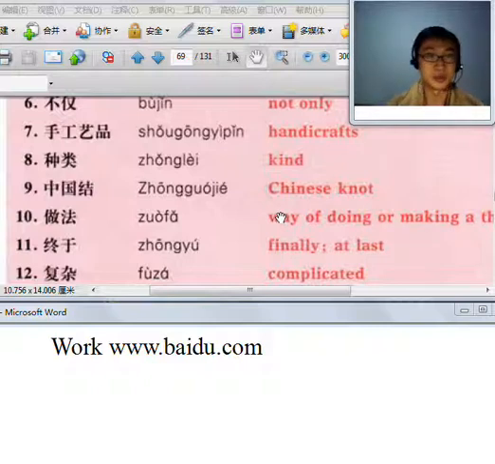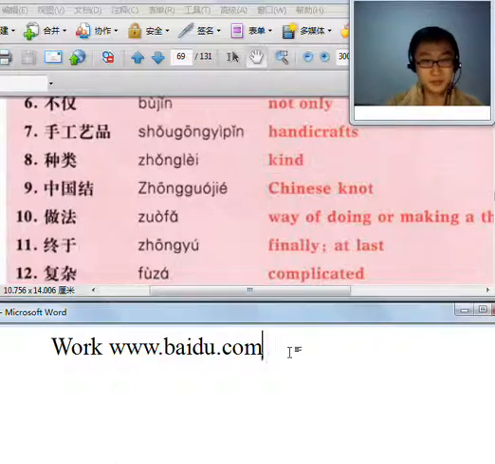I'd like to introduce the words number 7, number 9, and number 8 together. 第七个、第八个、第九个一起。Because the 手工艺品 have a lot of kinds of 手工艺品. So the kind is 种类. This kind is not like you are so kind, no. That's 种类, it's a kind of handicrafts.